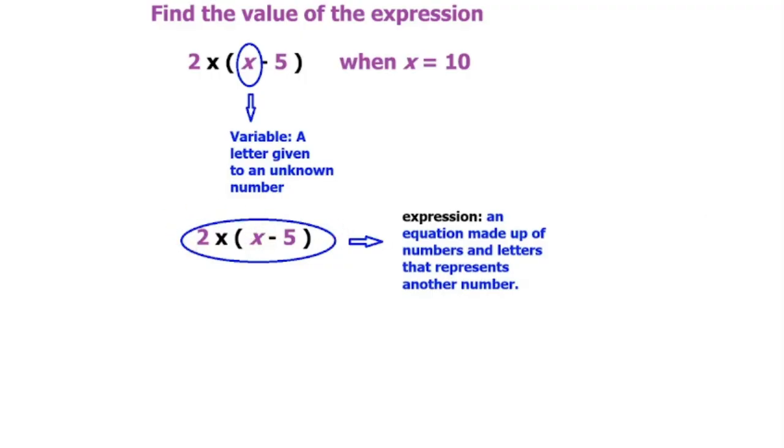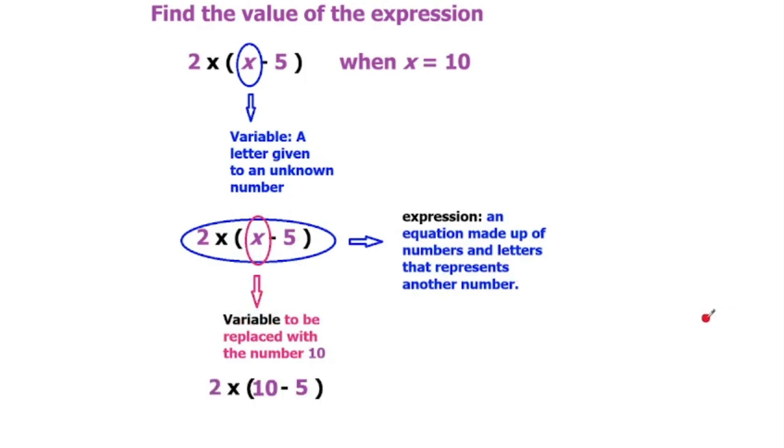So now we need to figure out the value of this expression. So the variable is to be replaced with the number 10. This is the variable. So let's plug that into the equation. It'll look like this. 2 times bracket 10 minus 5.